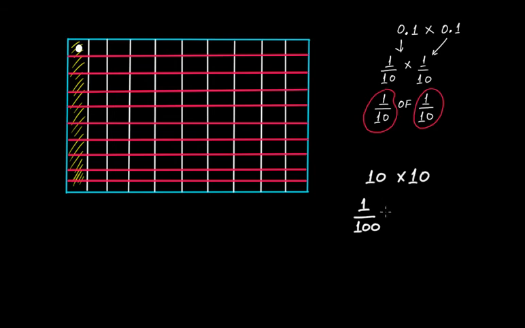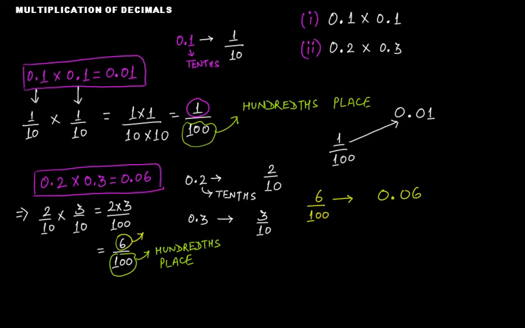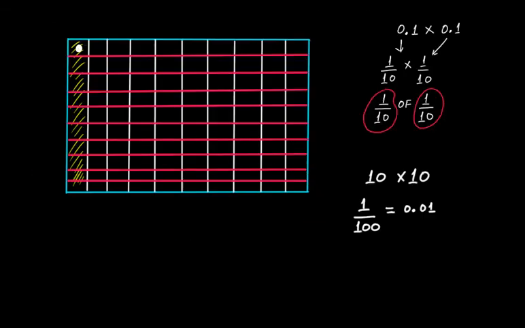This is the fraction, and you can write it as 0.01, because it tells us that at the hundredths place we have only 1. So this is actually the pictorial representation of this particular discussion that we did here. This is the pictorial representation.